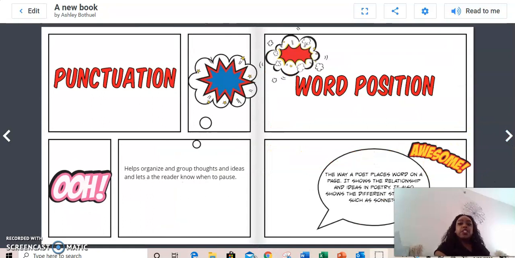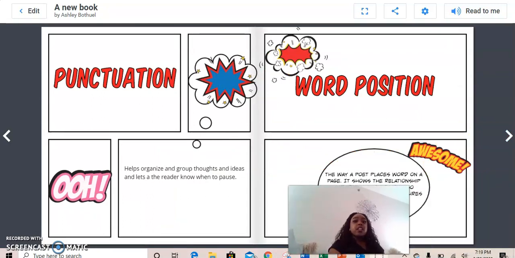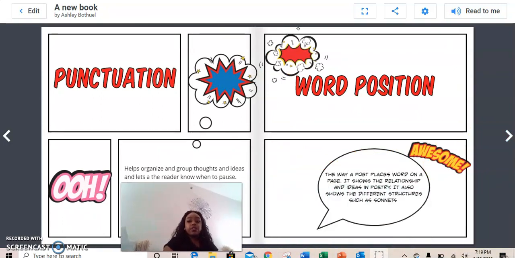All right, punctuation. Punctuation is used to help organize and group thoughts and ideas, and it allows the reader to know when to pause. So punctuation is very important. It helps with reading fluently.